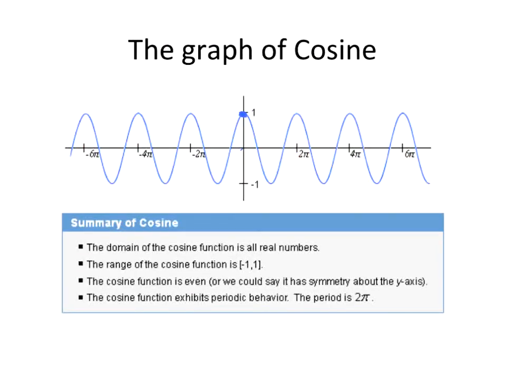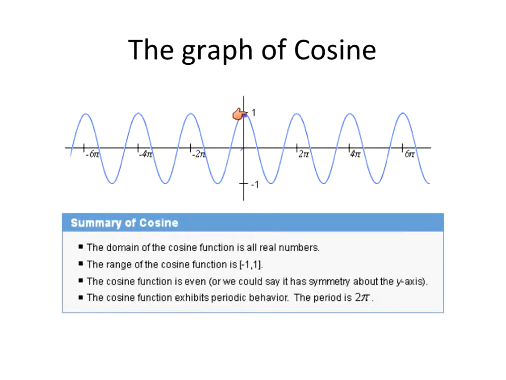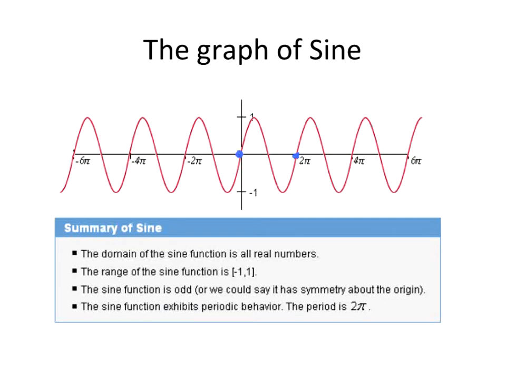So let's check out their summary and make sure it makes sense to us. So at 0, they had 1, which is excellent. At 2 pi, they also had 1. At pi, they had negative 1. So yes, it makes perfect sense. So sine and cosine, they're sort of like opposites of each other, but they're really just shifted. So our sine starts at 0. Our cosine starts at 1. That's the main difference.